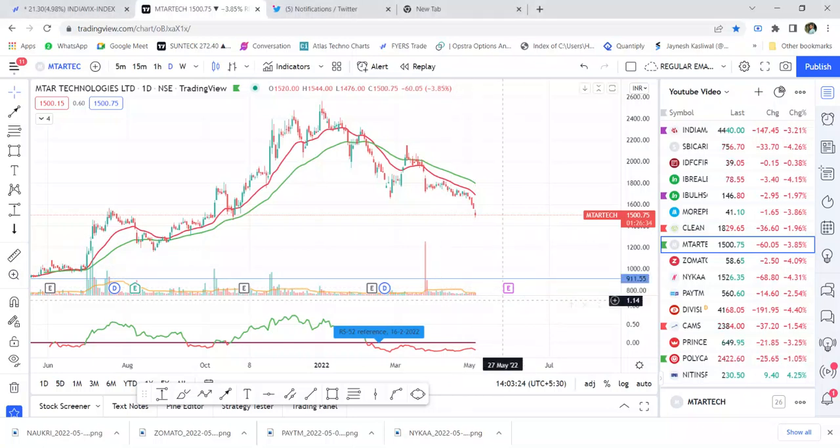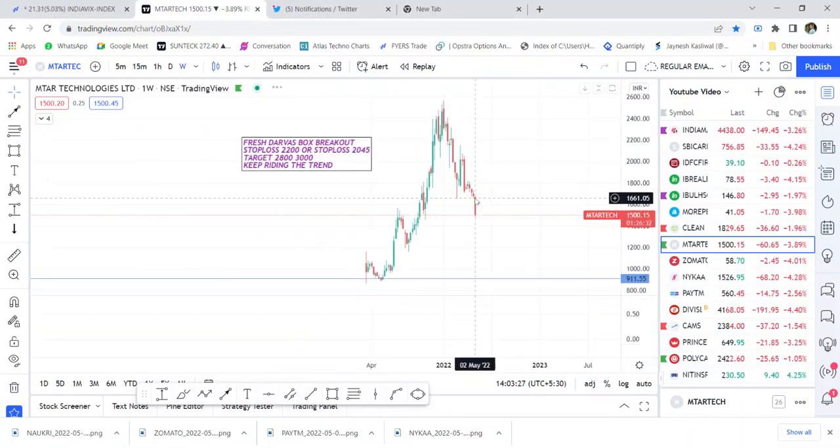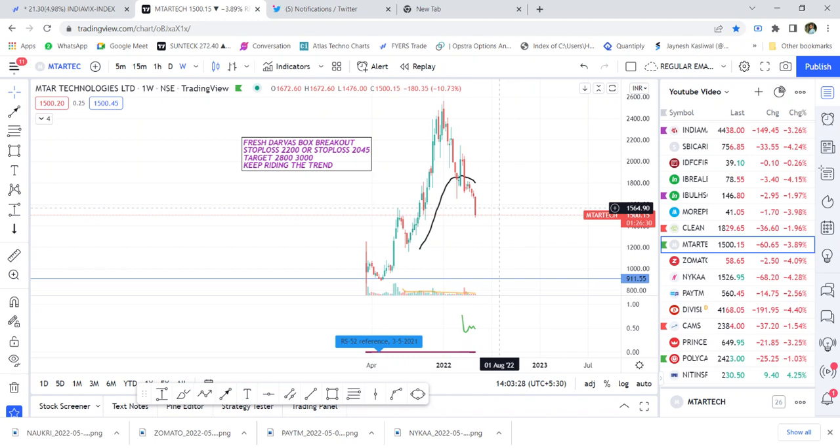So, welcome to the second part of stock analysis and the levels for these particular scripts. As you can see, MTR Tech has given a stage 4 breakdown already, and the stock has been in the downtrend for a very long period of time. Stock has fallen around 70% from the highs, and around 50% from the highs, and so the stock is in a downtrend as of now.